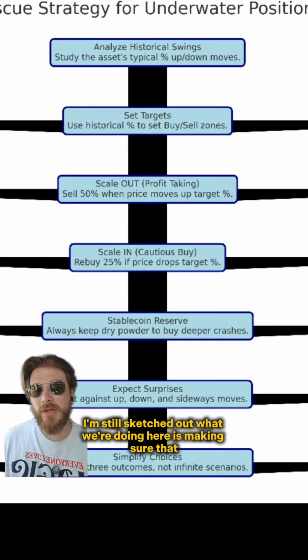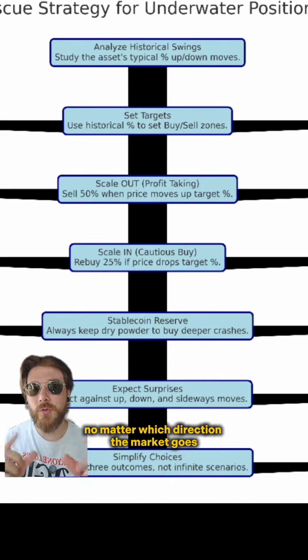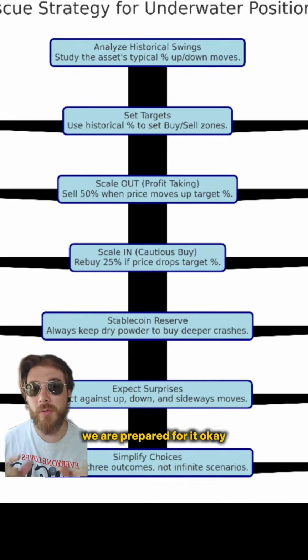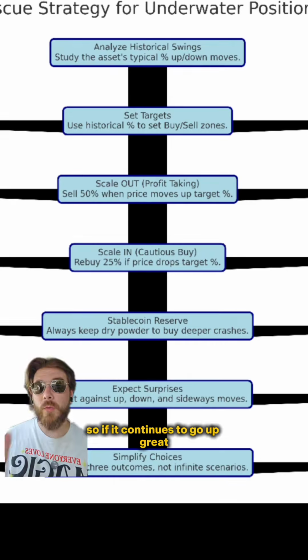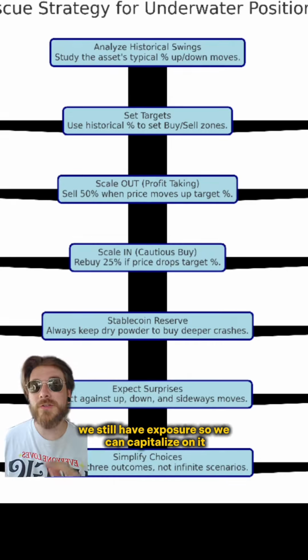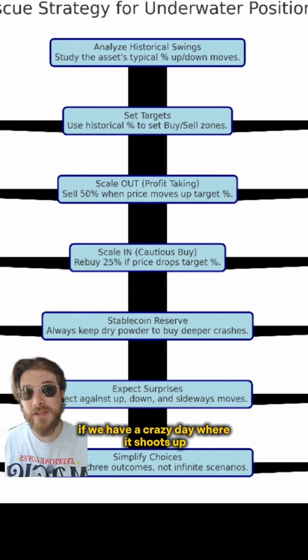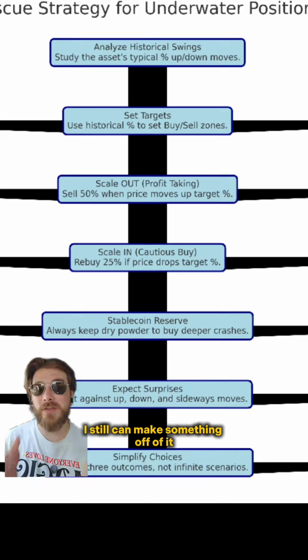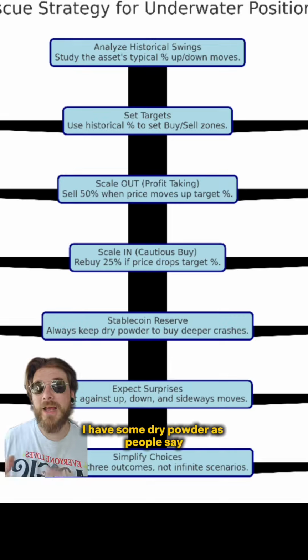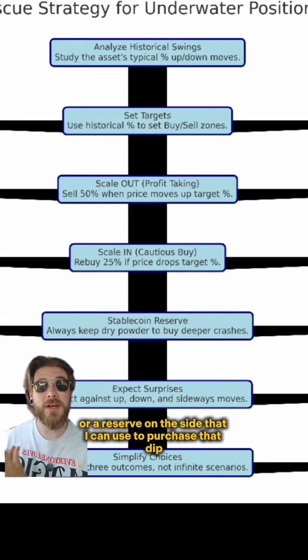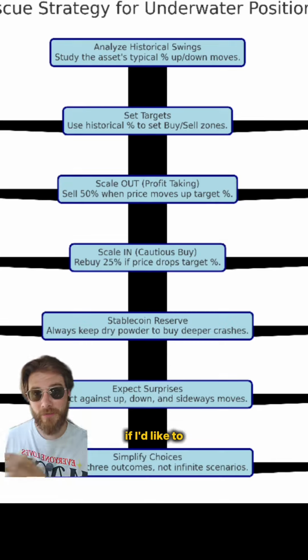What we're doing here is making sure that no matter which direction the market goes, we are prepared for it. If it continues to go up, great. We kept some in our position, so we still have exposure and can capitalize on it. If we have a crazy day where it shoots up, I can still make something off of it. But if it goes the other way, I have some dry powder, as people say, or a reserve on the side that I can use to purchase that dip if I'd like to.